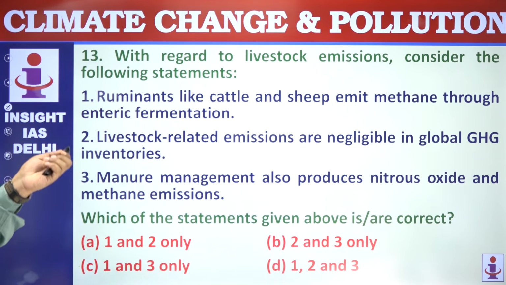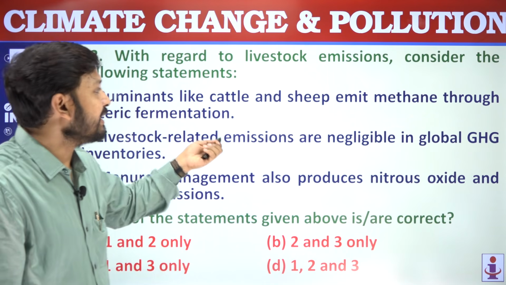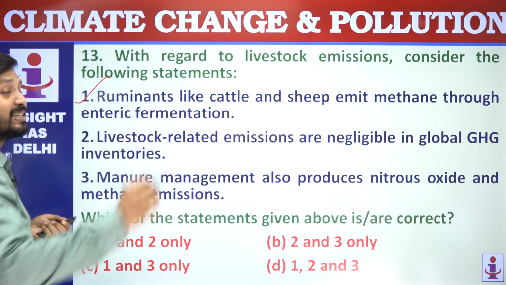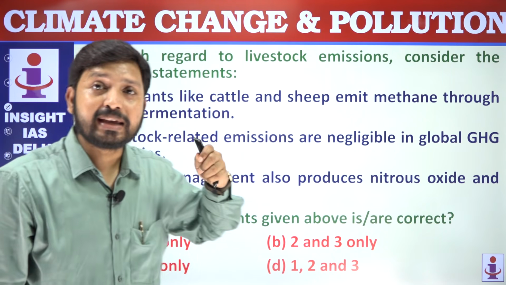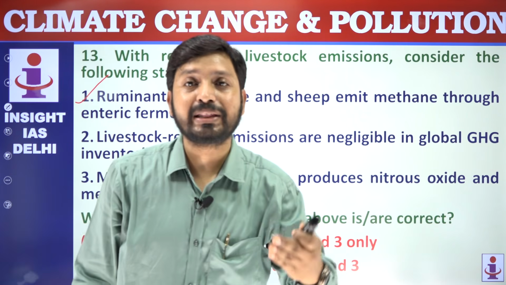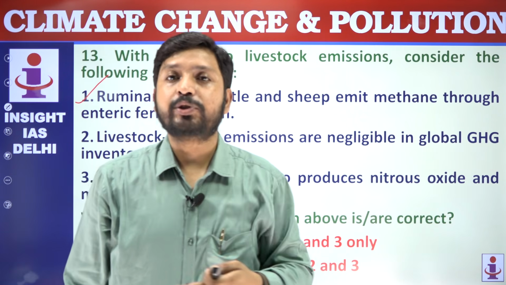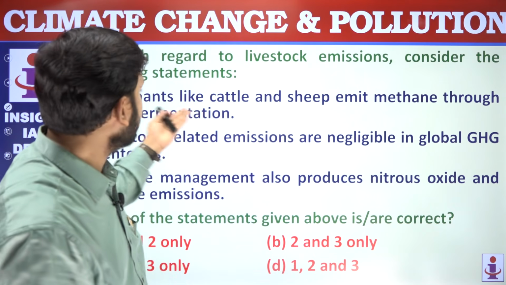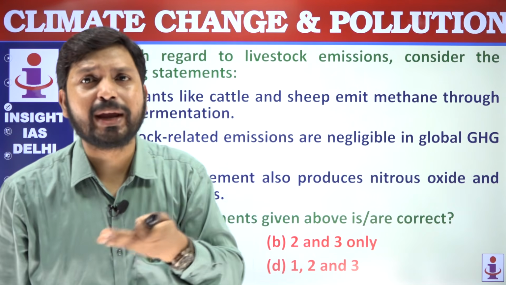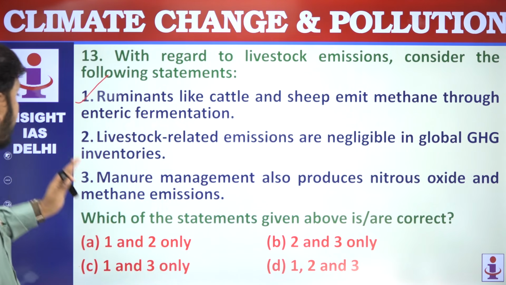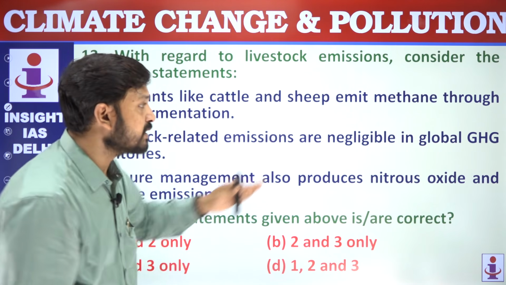With regard to livestock emissions, consider the following statements. Ruminants like cattle and sheep emit methane through enteric fermentation. Yes, this is what we have discussed, right? Agriculture is one of the highest contributors to methane, and within agriculture, rice cultivation and livestock contribute a huge quantity. Almost, livestock will contribute 14 to 18% of methane emissions. So it is not negligible, it is very huge.